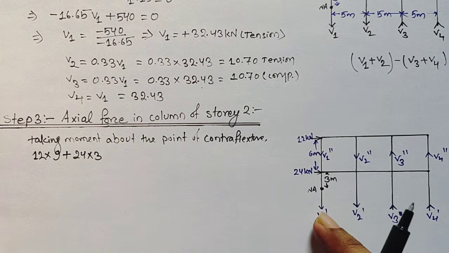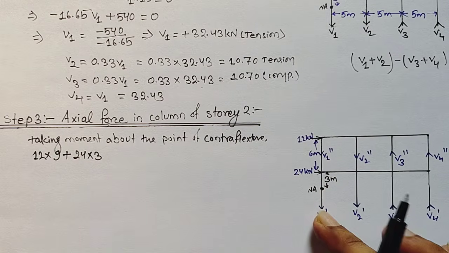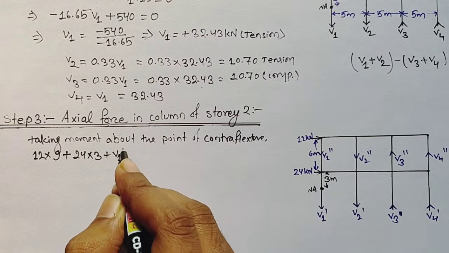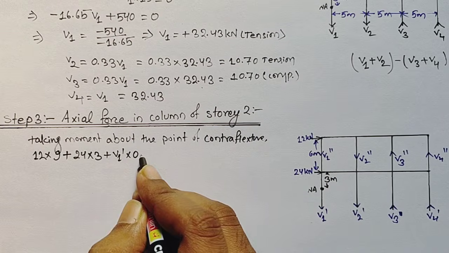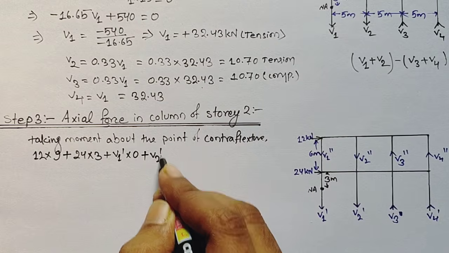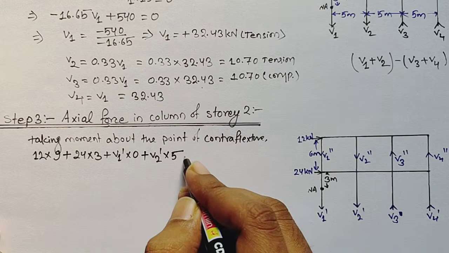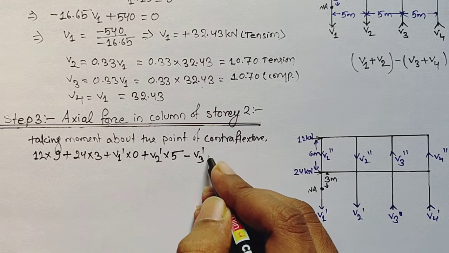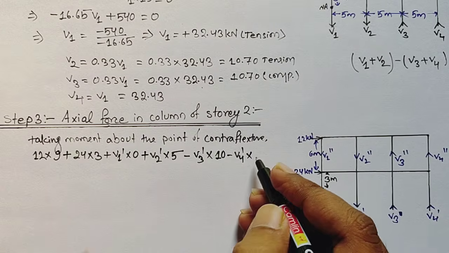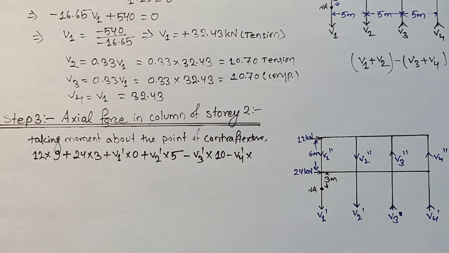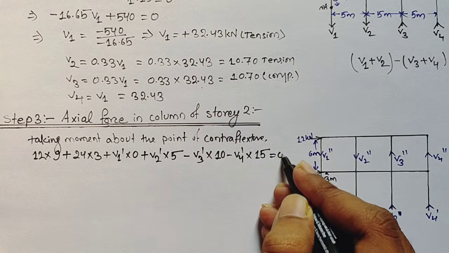And see here guys, V1 is at 0 distance. There is no perpendicular distance for V1, so plus V1 dash multiplied by 0, and V2 is at 5 meter from this neutral axis. So we will write here plus V2 dash multiplied by 5 meter, and V3 and V4 are of opposite nature, V3 dash and V4 dash, so minus V3 dash multiplied by 10 minus V4 dash multiplied by 15 meter, and it is going to be equal to 0.